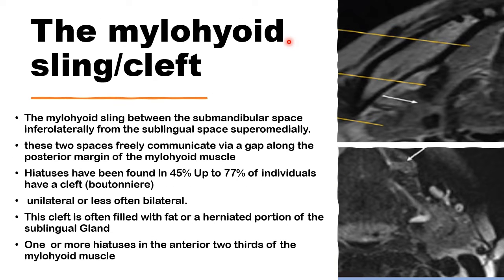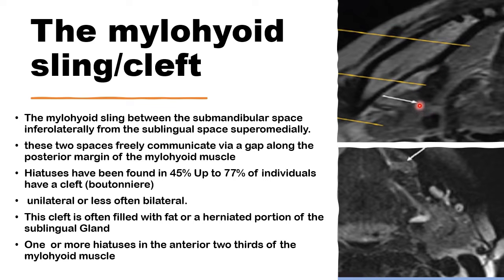The mylohyoid muscle is the diaphragm of the floor of the mouth. It separates the sublingual compartment containing the sublingual salivary gland from the submandibular compartment. The sublingual compartment would be superficial and medial, while the submandibular compartment will be posterior and deep. But there is a connection between these two spaces at the posterior edge of the mylohyoid muscle. This is the mylohyoid muscle, posterior edge here.